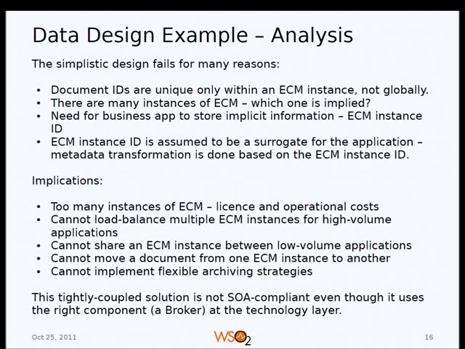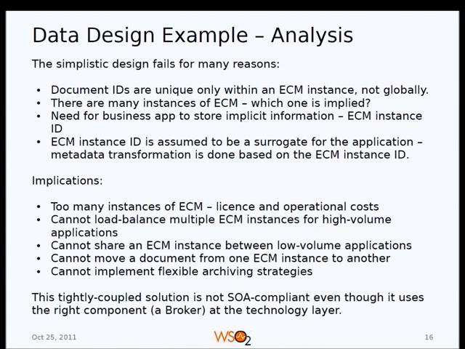What kind of transformation logic should be used? That depends on the business application. So the broker needs to apply different transformation logic depending on which business application is calling it. But you've just made an assumption that an ECM instance is associated with a business application in a one-to-one relationship, and you are passing in the ECM instance ID to the broker.